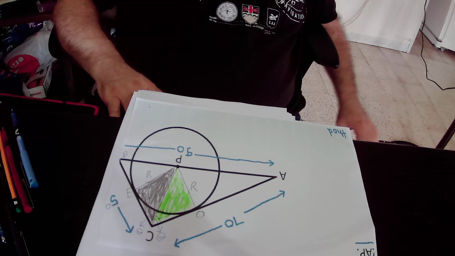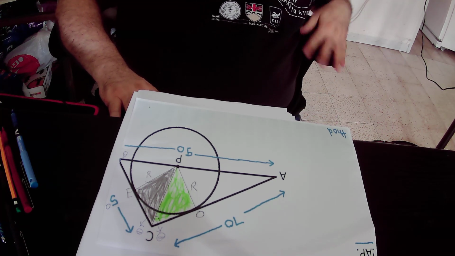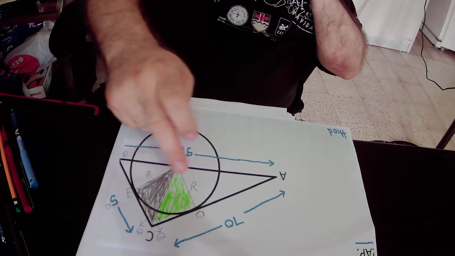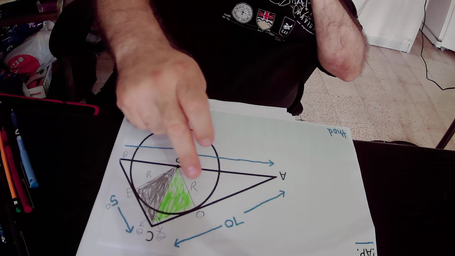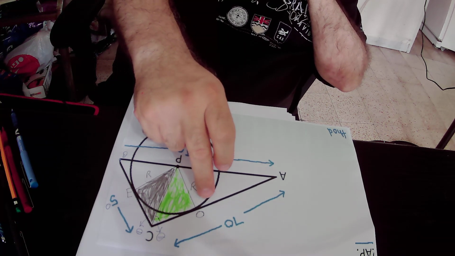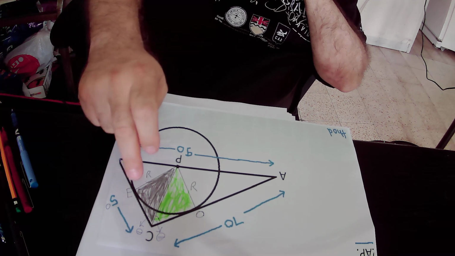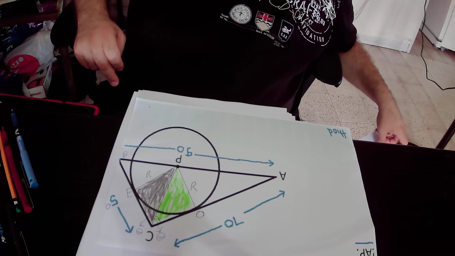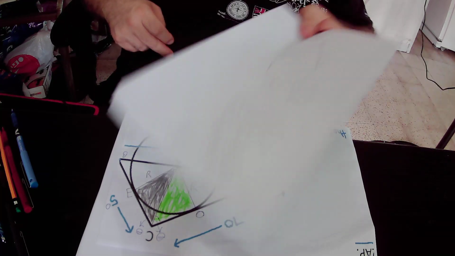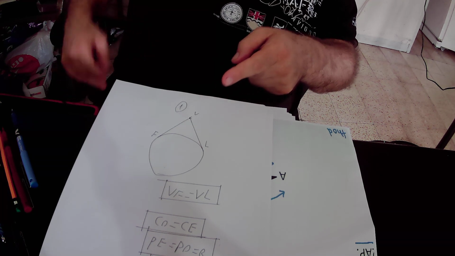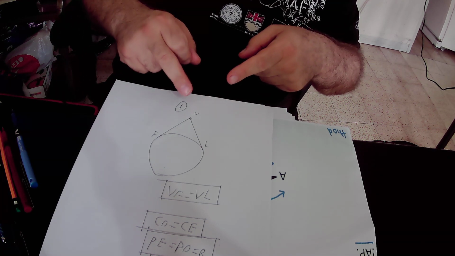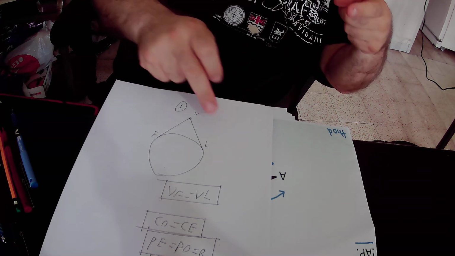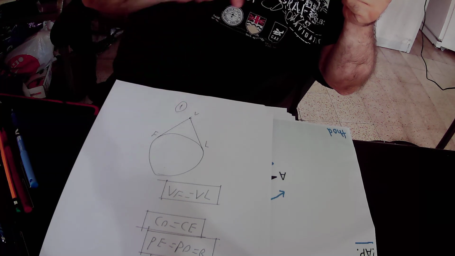Okay, so we also know that side AC of the triangle is tangent to the circle at point O, and side CB of the triangle is also tangent to the circle at point E. So, according to the rule that if from an external point of a circle you draw two tangents to that circle, then those two tangents are equal to each other.